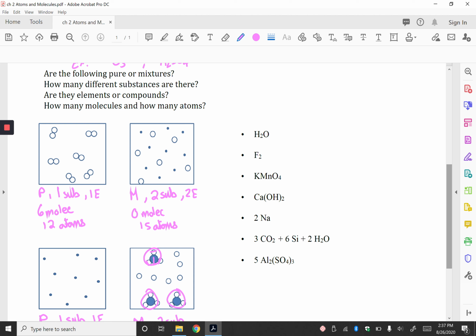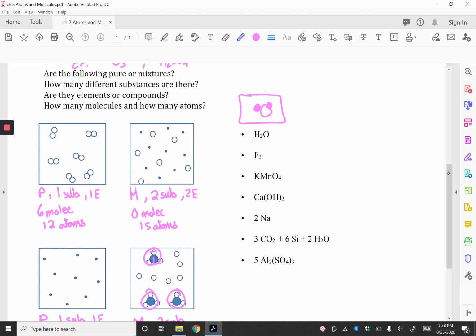Okay, let's try to do the same thing that we just did, but for some formulas as opposed to particle diagrams. So H2O. If it helps you to draw a particle diagram, you are welcome to. H2O would look like this. H2O looks like Mickey Mouse, actually. So the smaller ones, those are the hydrogens. There's the oxygen here.